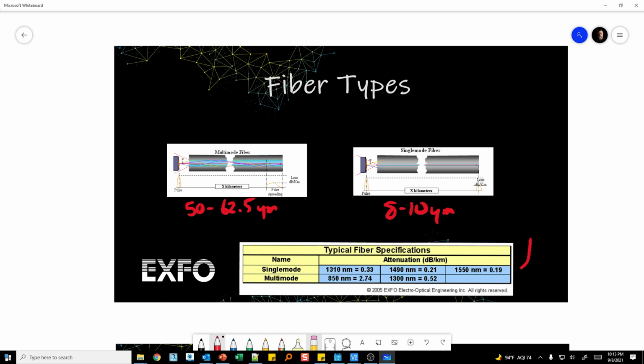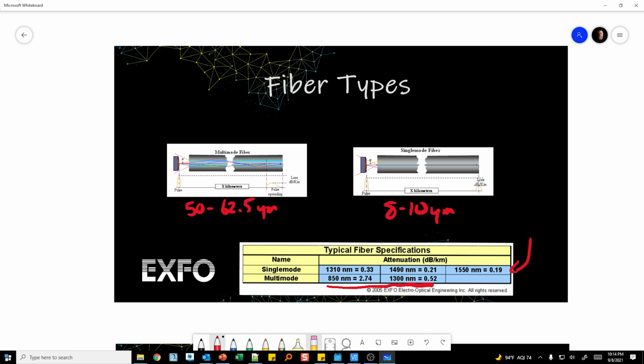Down here on the chart, you can see some of the different attenuation profiles depending on the wavelength. For single mode, you're going to be seeing 1310, 1490, and 1550. This is the loss per kilometer, somewhere between 0.19 and 0.2 dB per kilometer at 1550. Then, of course, you see the multi-mode values just below it. These are the two types of fibers that we're seeing in the system heavily today.